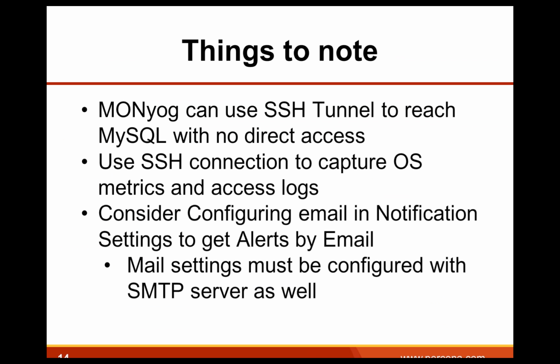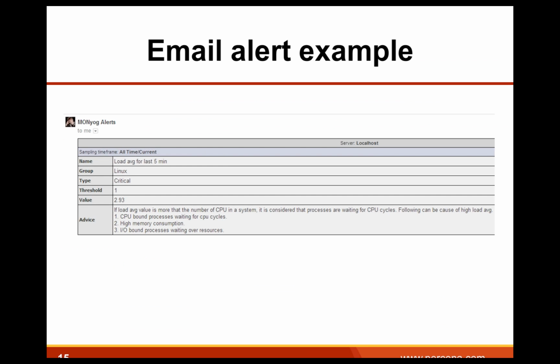Another thing you may want to consider is the notification settings, where you can configure MONyog to send alerts either by email or as an SNMP trap. If you are setting up email notification, you also would need to go to the server configuration to configure the mail server which MONyog will use. Otherwise, it won't be able to send the messages out. This is just a simple example of how those email alerts can look. In this case, I put some high load on the server, which triggered the load average to be larger than what is considered the critical value, and we see we get the alert by email with some explanation about what that could mean in practical terms.